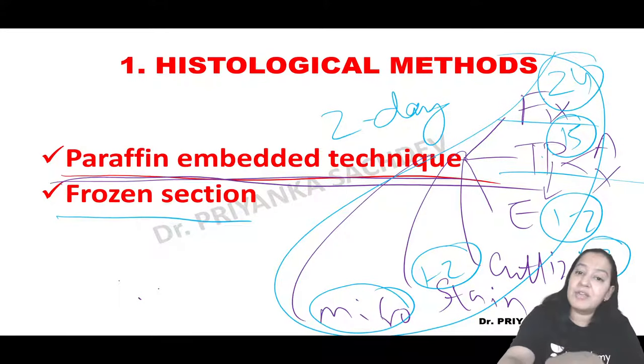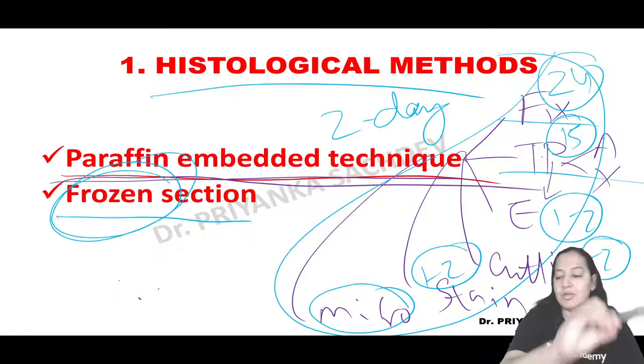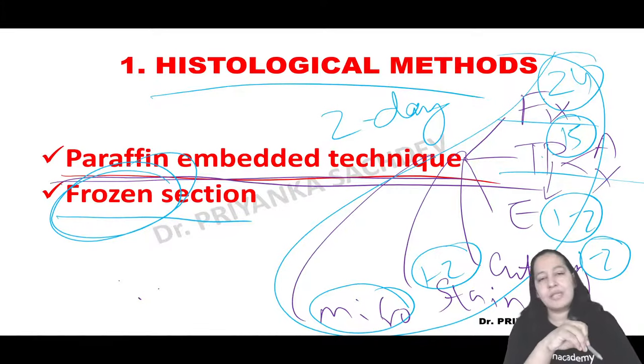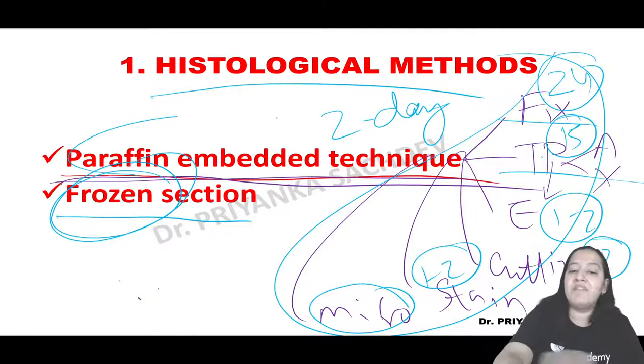Coming to the second thing for histological methods, it is the frozen section. Now, does anyone know what a frozen section is? What is a frozen section and how does it differ from the paraffin embedded technique?